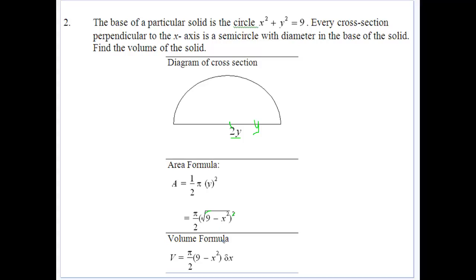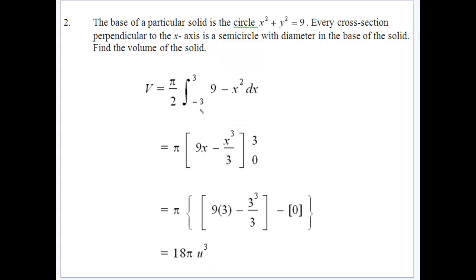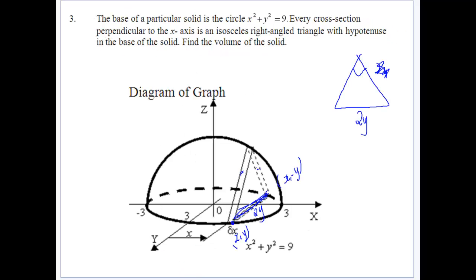And because we put it back in terms of x, because it's going to be delta x. So pi on 2 outside of 9 minus x squared, which again we do our integration between minus 3 and 3, or in this case I've gone 0 to 3 and just doubled the whole area, and that gives us 18 pi when we go down and get that.